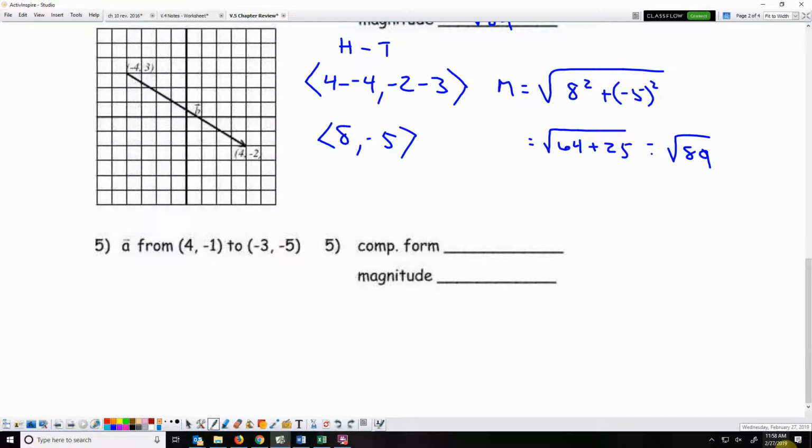Okay, we're going to do the same skill again. Here's our initial point, that's the tail, to the terminal point, that's the head. Head minus tail is negative 3 minus 4, and negative 5 minus negative 1. So our component form is going to be negative 7, negative 4.